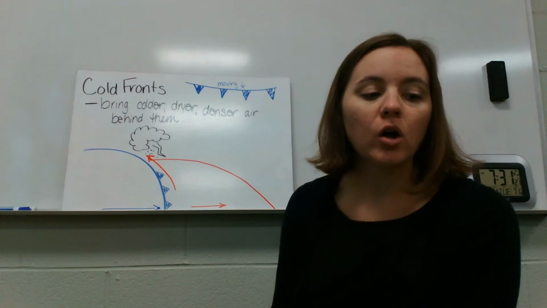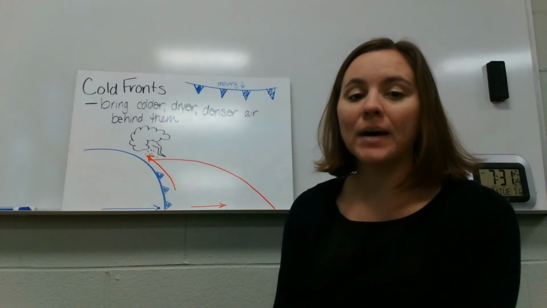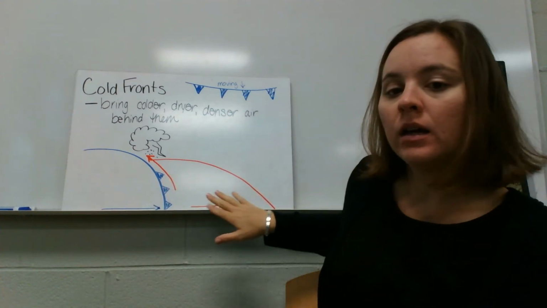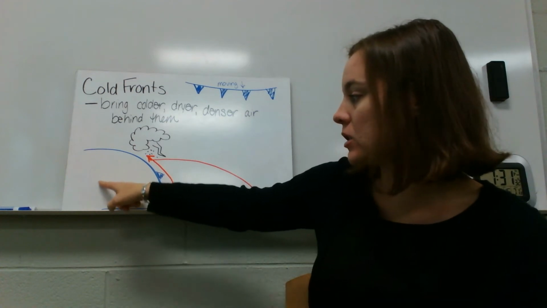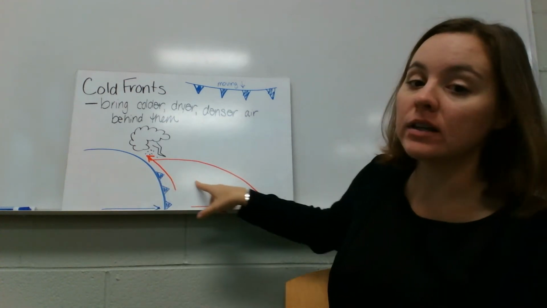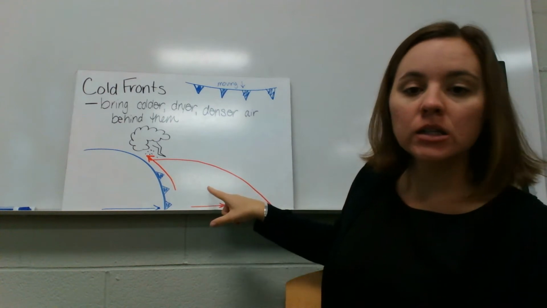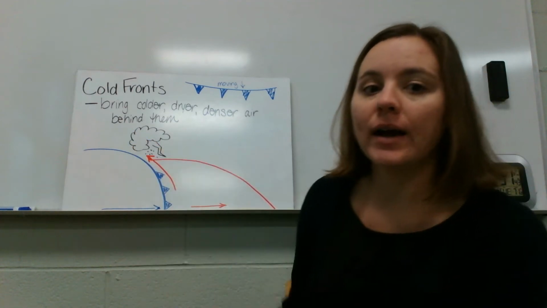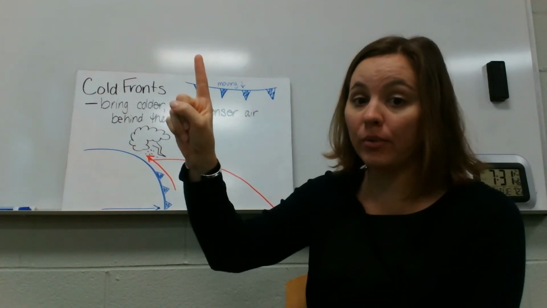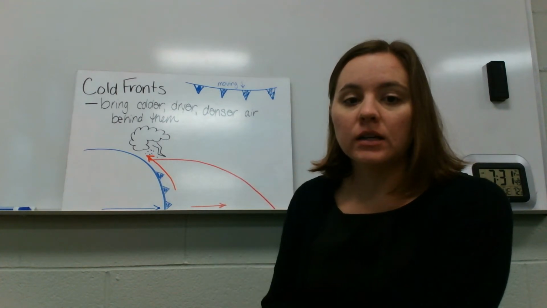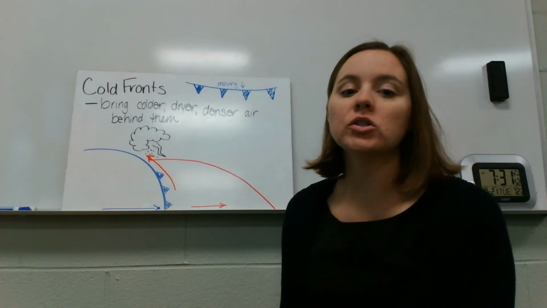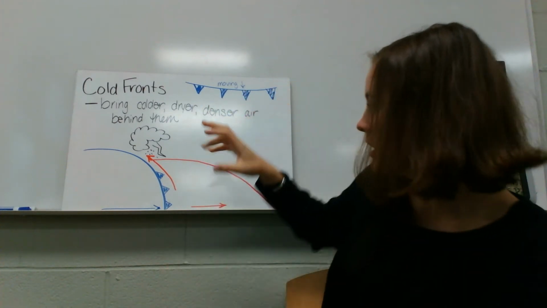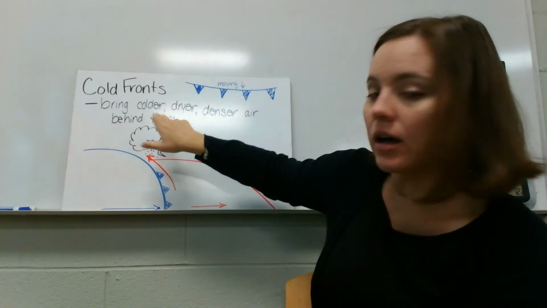Cold fronts bring colder, drier air behind them. So if this is a cold air mass, it's moving this direction. This air behind it is colder and drier. This air in front of it is warmer and more moist. So as it comes in, it forces this warm, moist air up. And we know as things in the troposphere go up in altitude, they decrease in temperature. So all of the moisture in that warm, moist air starts to condense from water vapor into water droplets, and we get big rain clouds.